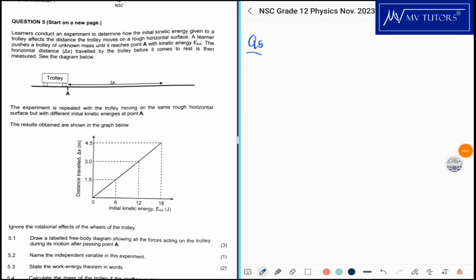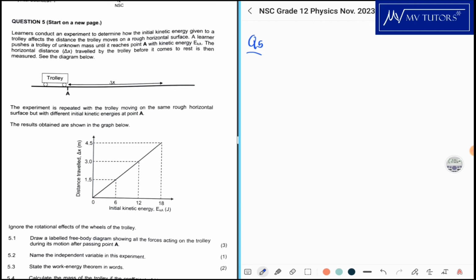Question 5. Learners conduct an experiment to determine how the initial kinetic energy given to a trolley affects the distance the trolley moves on a rough horizontal surface. A learner pushes a trolley of unknown mass until it reaches point A with kinetic energy, EKA. The horizontal distance, delta x, traveled by the trolley before it comes to rest is then measured. See the diagram below. The experiment is repeated with the trolley moving on the same rough horizontal surface, but with different initial kinetic energies at point A. So the results obtained are shown in the graph below.